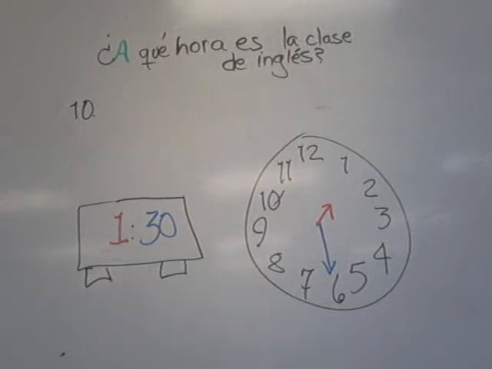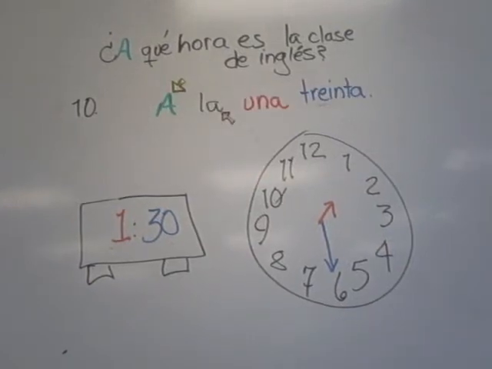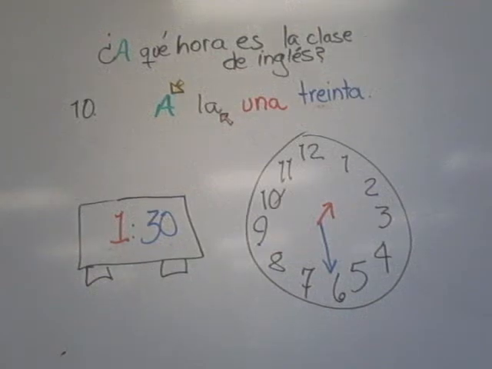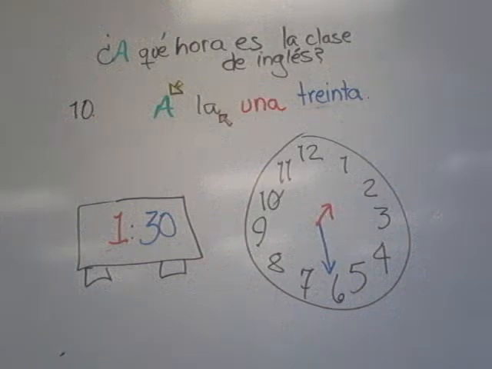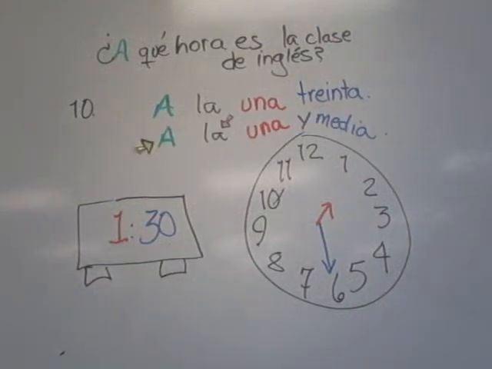Number 10. ¿A qué hora es la clase de inglés? A la 1:30. Oh, did you remember to answer with a? Because it asked, ¿a qué hora es la clase de inglés? What time is English class? So you'll have to answer with at, a. Oh, and did we fool you again? Remember, it's la una, we don't use las with first hour. So it's a la 1:30, or you could have said a la 1:30.